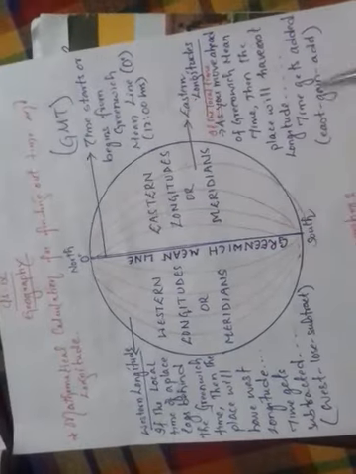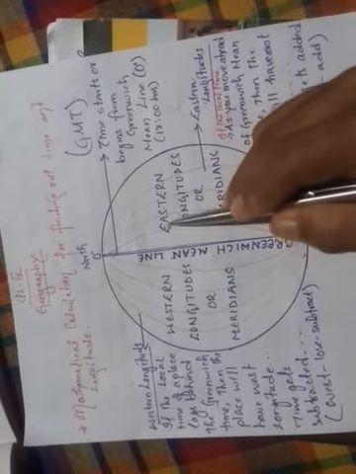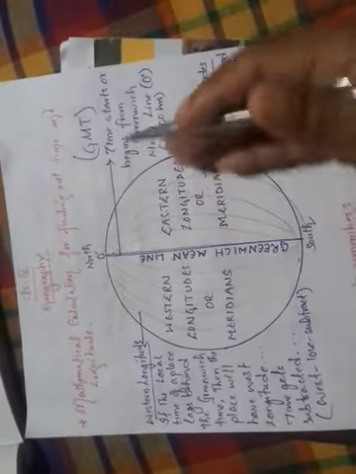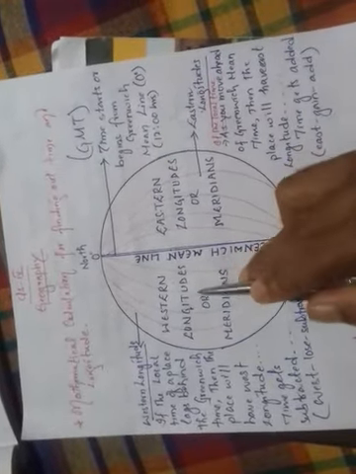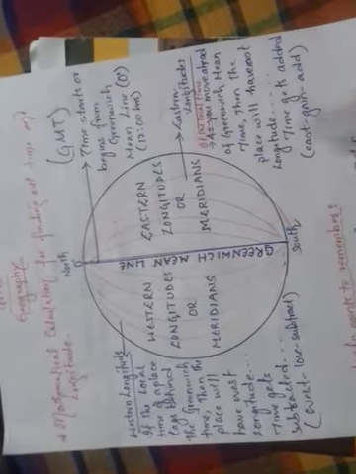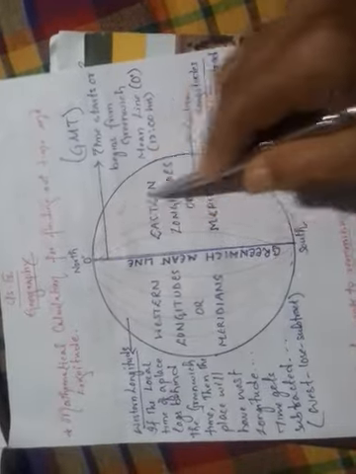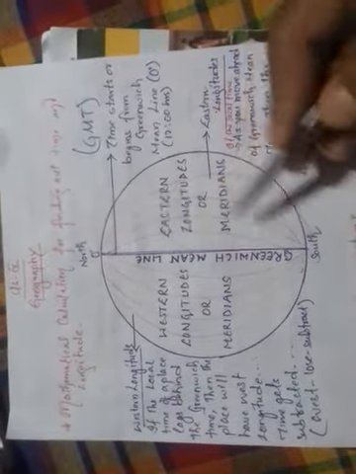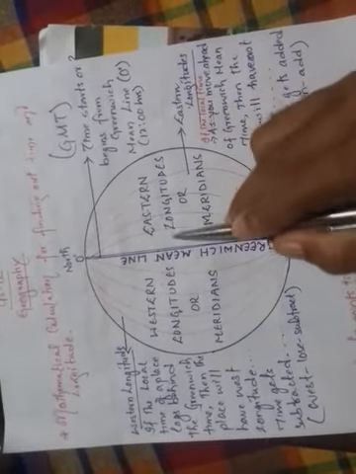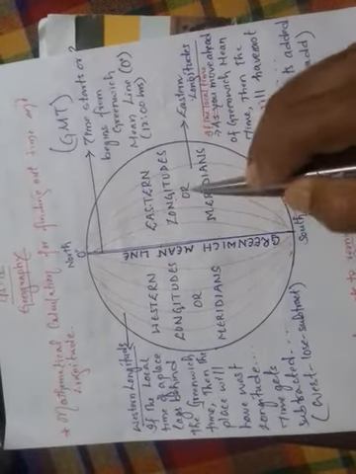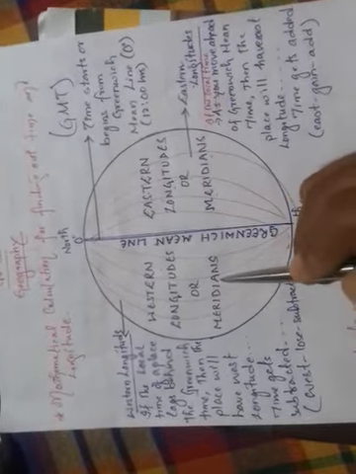This line divides the earth into two equal halves. The right side is known as the eastern hemisphere and the left side is known as the western hemisphere. As you can see, I have drawn many meridians of longitude with a red pen. These are all known as meridians of longitude. On the right-hand side we have eastern longitudes or eastern meridians, and on the left-hand side we have western longitudes or western meridians.